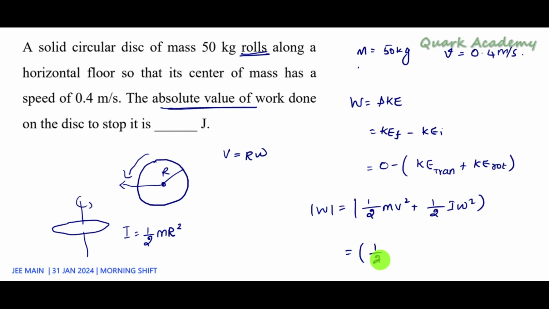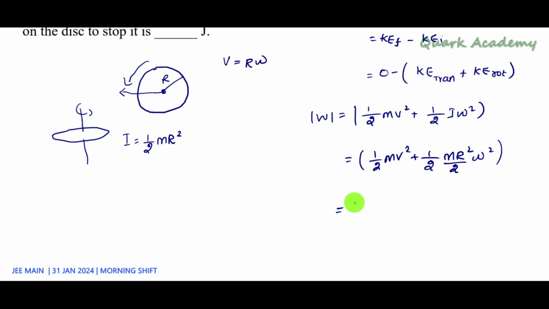So let's write 1 by 2 m v squared plus 1 by 2 m r squared by 2. This is the I and this is omega squared. So now since it is rolling, r squared into omega squared should be equal to v squared. So 1 by 2 m v squared plus 1 by 2 m v squared by 2. This is the absolute work done. And we can simplify this. Let's take m v squared by 2 outside. We'll get 3 by 2.